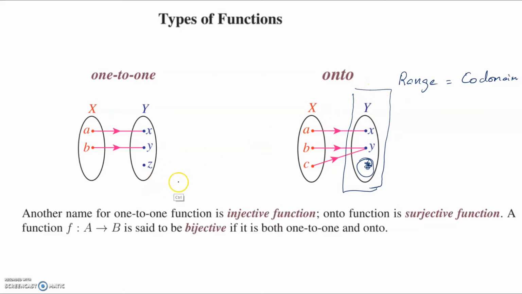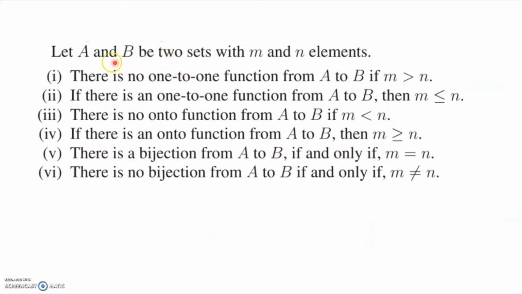Another name for a one-to-one function is injective function. An onto function is called a surjective function. And a function f which maps from A to B is said to be bijective if it is both one-to-one and onto. Now these are some conditions.